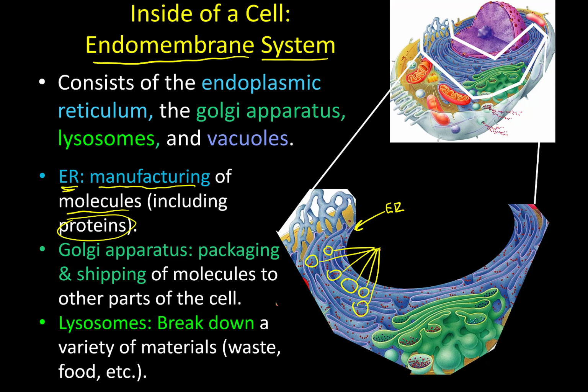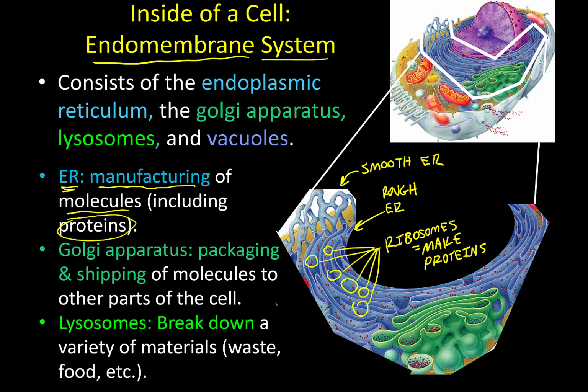Embedded on one part of the ER are ribosomes, which make proteins. There are free-floating ribosomes in the cell as well, but the majority of our ribosomes tend to be located on the rough endoplasmic reticulum. So this is the rough ER. This set of tubes up here is called the smooth ER, or smooth endoplasmic reticulum. And it's responsible for manufacturing other molecules, which generally are based on lipids, so fatty molecules.